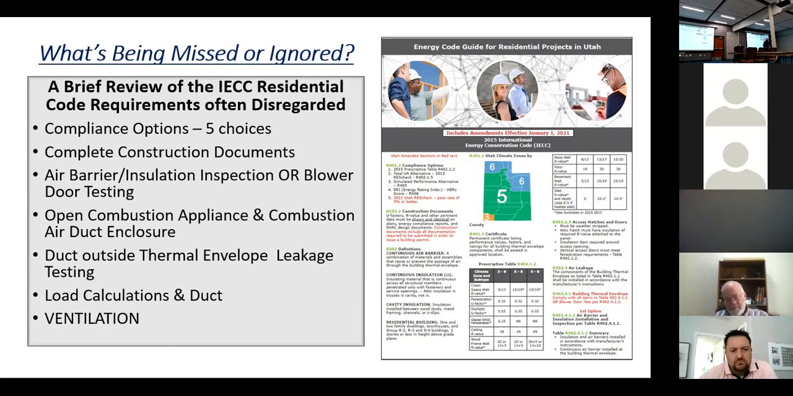The ducts are sealed and insulated in the attic. Doesn't that work? They're sealed, insulated. Okay, the question is, if the ducts are sealed and insulated in the attic, doesn't that work? It does to an extent.